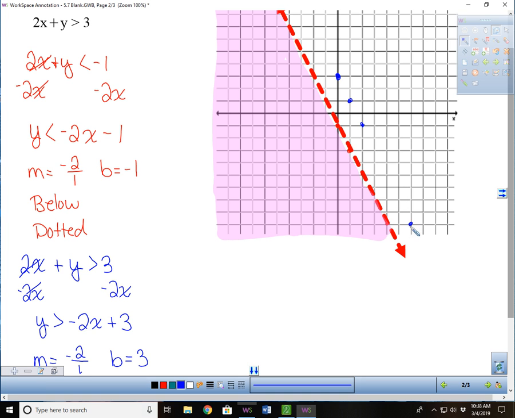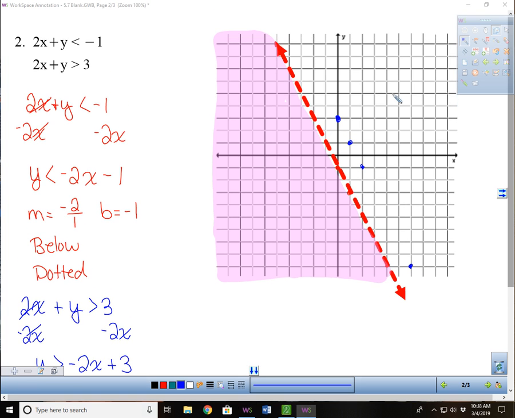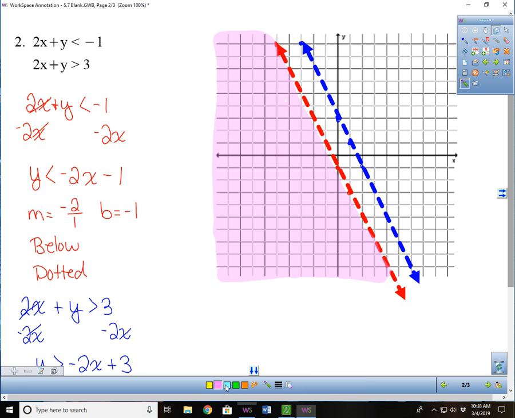I don't know if you guys have noticed this or not, but these two lines are parallel. All right, so we've got another dotted line. And remember, make sure you extend all the way across your graph. And then you're going to be shading above.